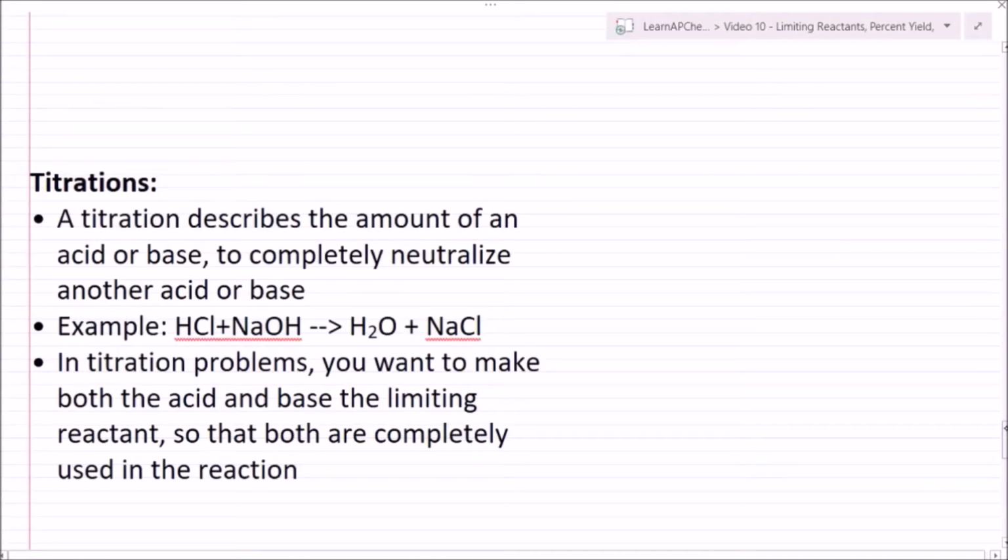Alright, so now let's talk about titrations. A titration describes the amount of an acid or base needed to completely neutralize another acid or base. There's also oxidation reduction titrations, but for right now we're going to focus on acid and base titrations. An example here would be the problem we just did, where we have an acid and a base neutralizing each other. Now in a titration problem, you want to make both the acid and the base the limiting reactant so that both are completely used in this neutralization reaction. So a titration problem is just a special type of limiting reactant problem.